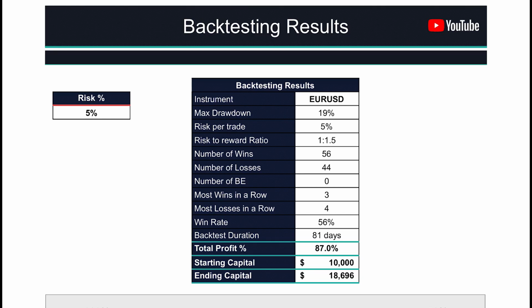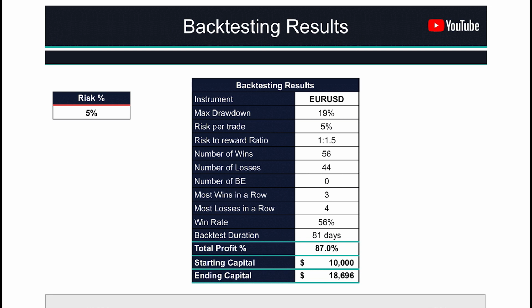So there you go, guys, the results of Euro USD on the 1 hour time frame. We had a maximum drawdown of 19%. We were risking 5% per trade with a risk to reward ratio of 1 to 1.5. We had 54 wins and 43 losses with a maximum of 3 wins in a row and 4 losses in a row. So that gave a win rate of 56% over 81 days. So that's an 87% net profit.